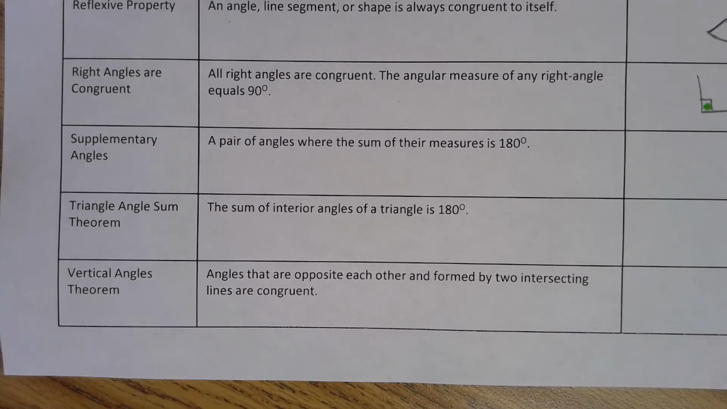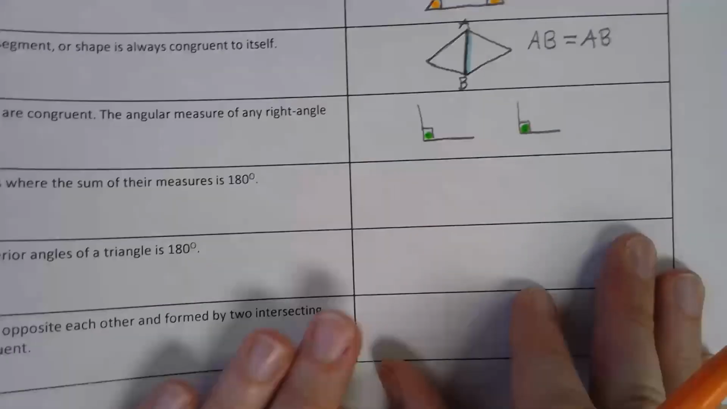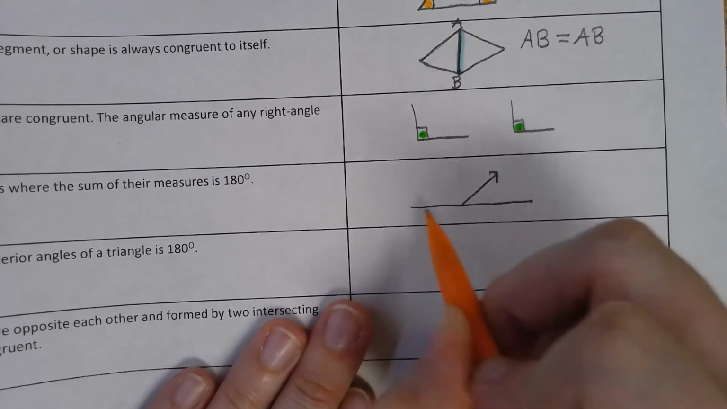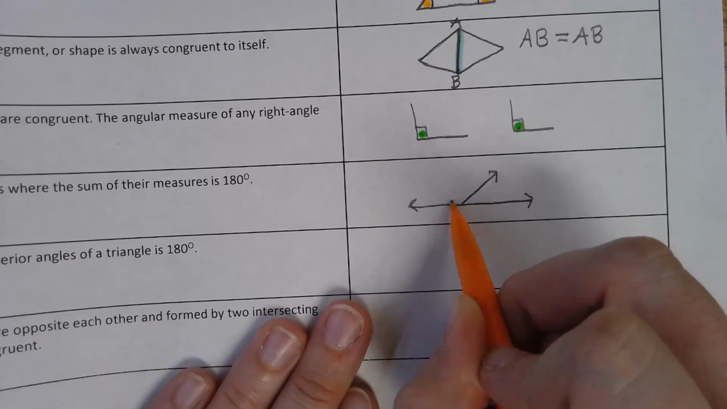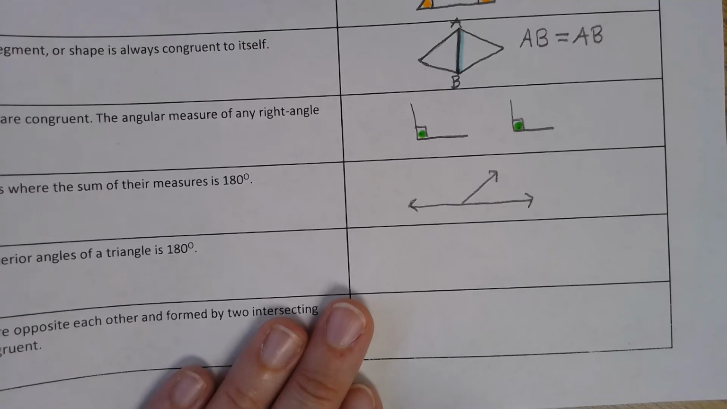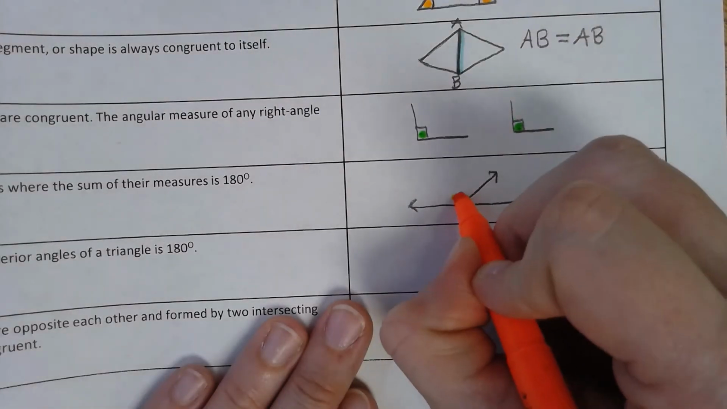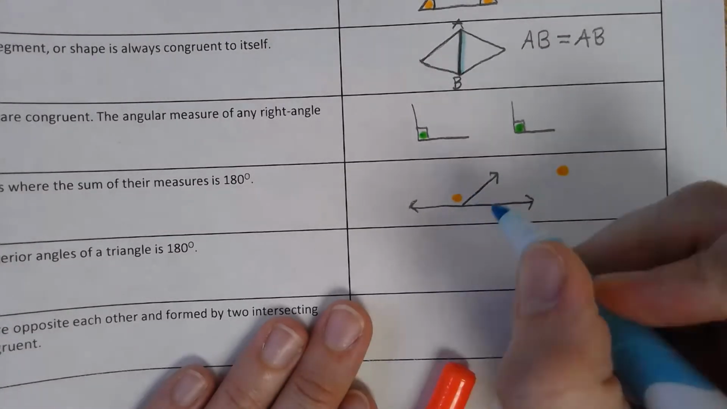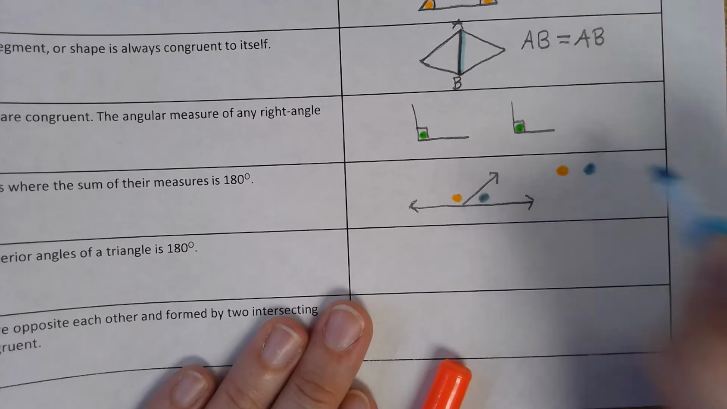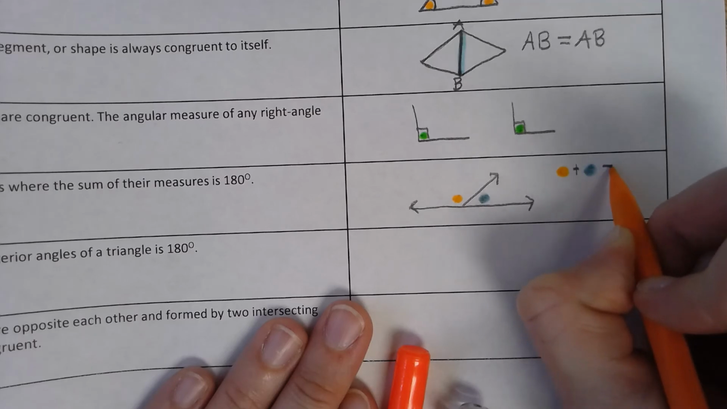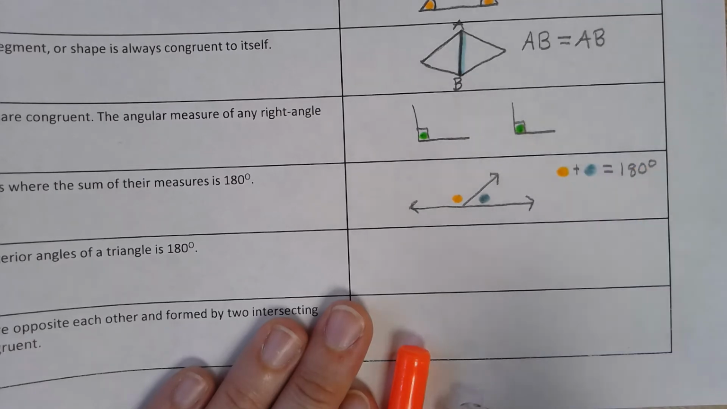For supplementary angles, a pair of angles where the sum of their measure is 180 degrees. So if we have a pair of angles, so maybe like those, this angle here on the left plus this angle here on the right. So let's mark those with our colors again. So the orange angle plus the blue angle for my colors. Supplementary, when we add those together, they're going to be 180 degrees.